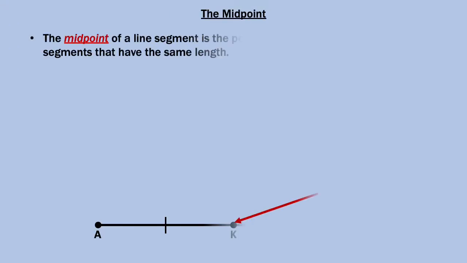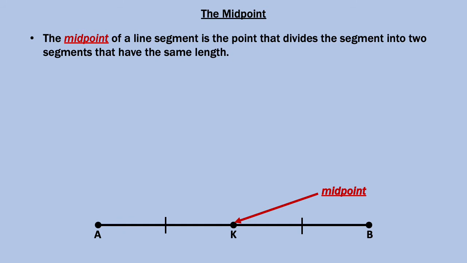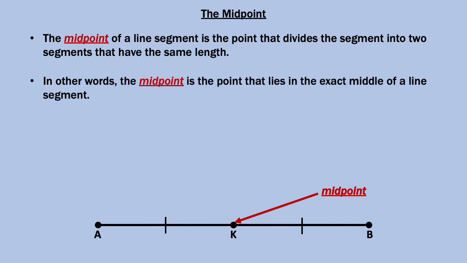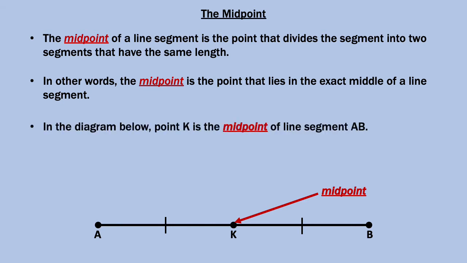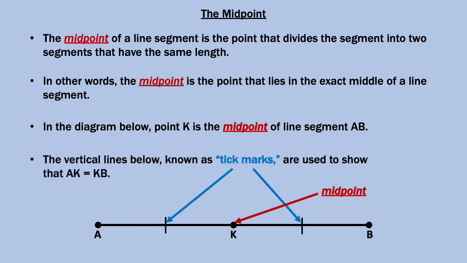The midpoint. The midpoint of a line segment is the point that divides the segment into two segments that have the same length. In other words, the midpoint is the point that lies in the exact middle of a line segment. In the diagram below, point K is the midpoint of line segment AB. The vertical lines below, known as tick marks, are used to show that AK is equal to KB.